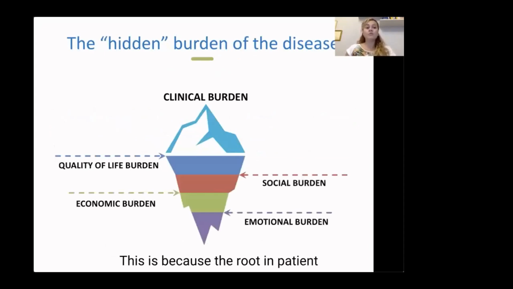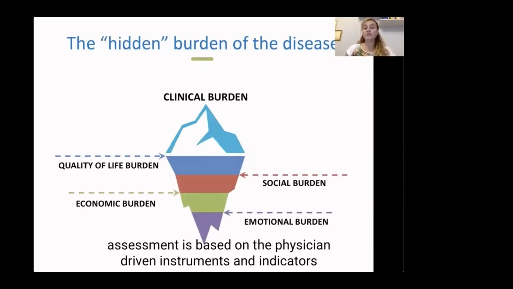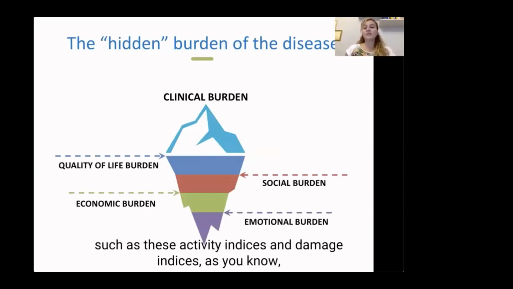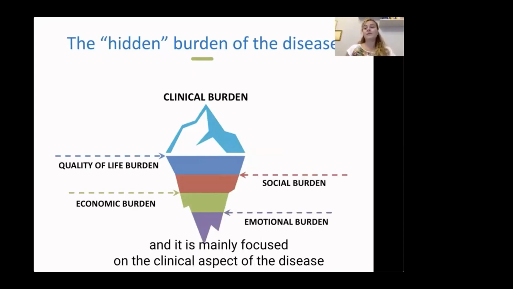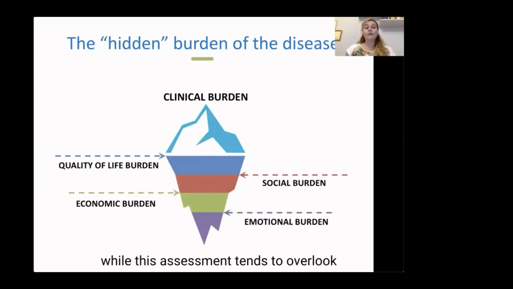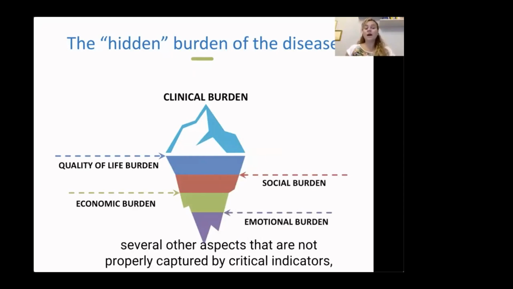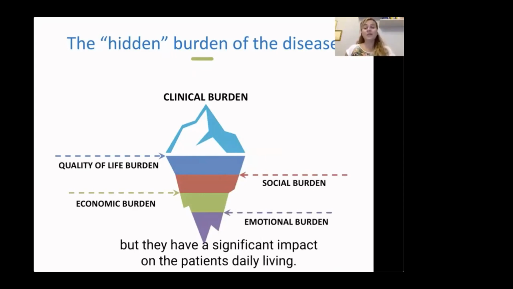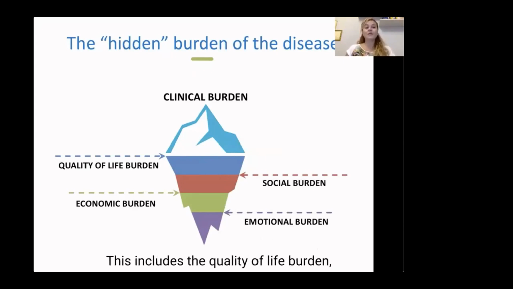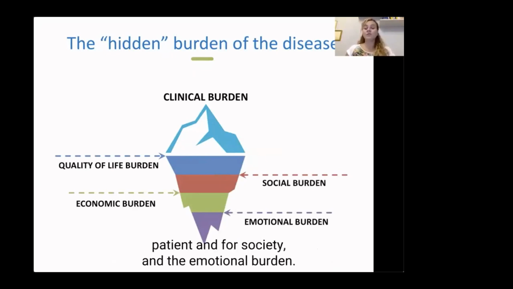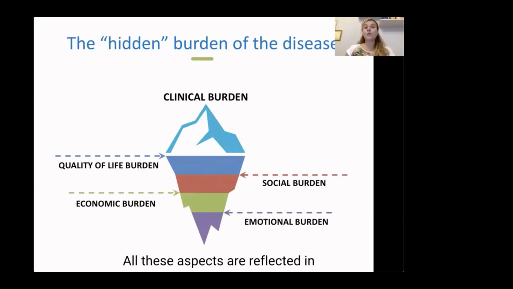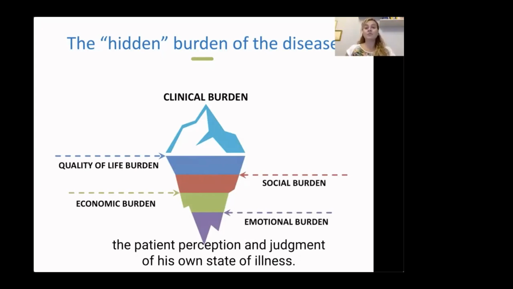This is because the routine patient assessment is based on physician-driven instruments and indicators, such as disease activity indices and damage indices, as you know. And it is mainly focused on the clinical aspect of the disease. While this assessment tends to overlook several other aspects that are not properly captured by clinical indicators, but they have a significant impact on the patient's daily living. These include the quality of life burden, the social burden, the economic burden for the single patient and for the society, and the emotional burden. All these aspects are reflected in the patient's perception and judgment of his own state of illness.